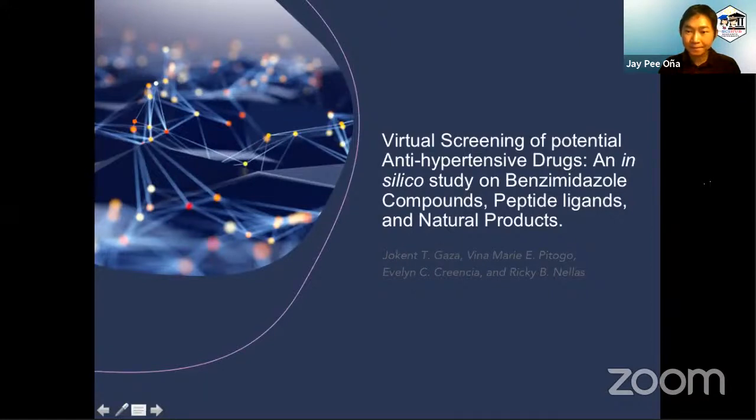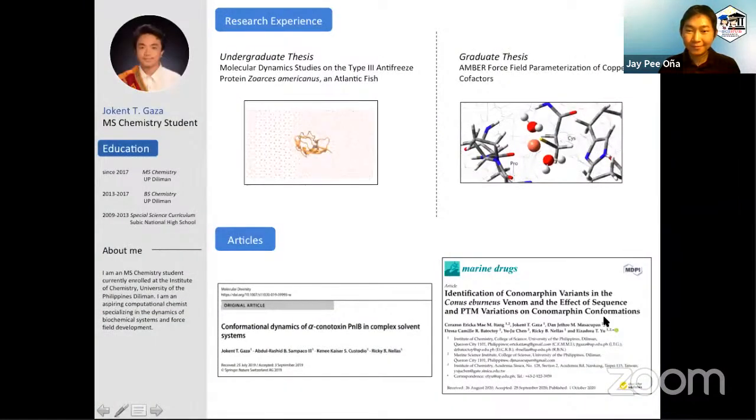But before that, I would like to first formally introduce myself and give some talk regarding my experiences while doing computational chemistry. So I'm an MS chemistry student currently studying at the University of the Philippines, Diliman. And for my undergraduate course, I took BS chemistry in the same university. And I'm an aspiring computational chemist who wants to specialize on force field development and the dynamics of biochemical systems.